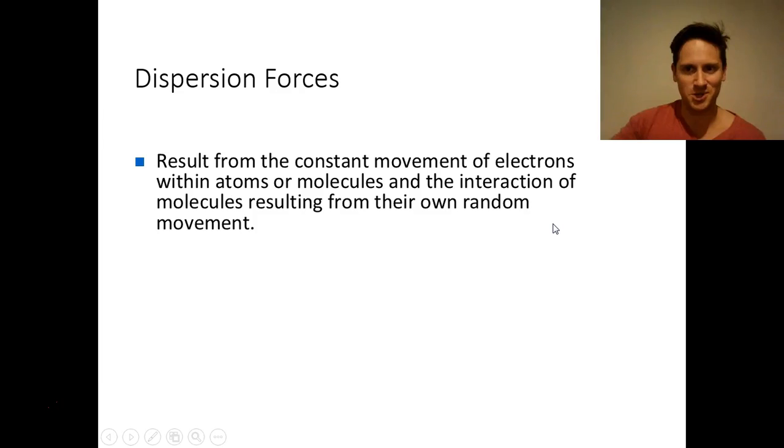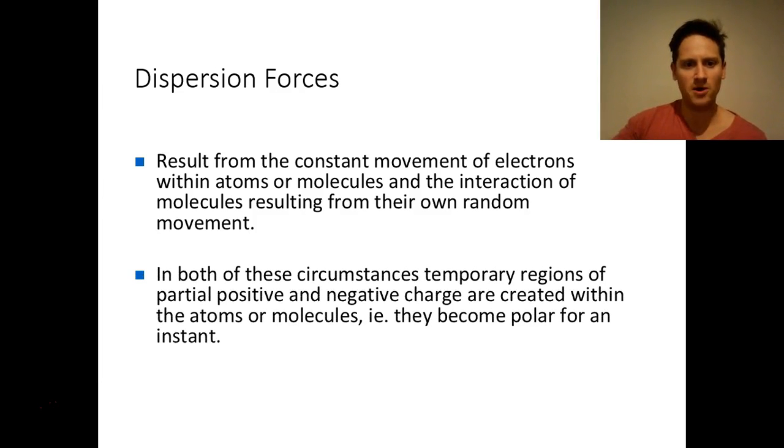Now this is where it gets a little bit tricky. So I'll go through this with you, and then I'll explain it with a diagram. Dispersion forces result from the constant movement of electrons within atoms or molecules, and the interaction of molecules resulting from their own random movement. In both of these circumstances, temporary regions of partial positive and negative charge are created within the atoms or molecules. So for example, they become polar for a brief instant in time.